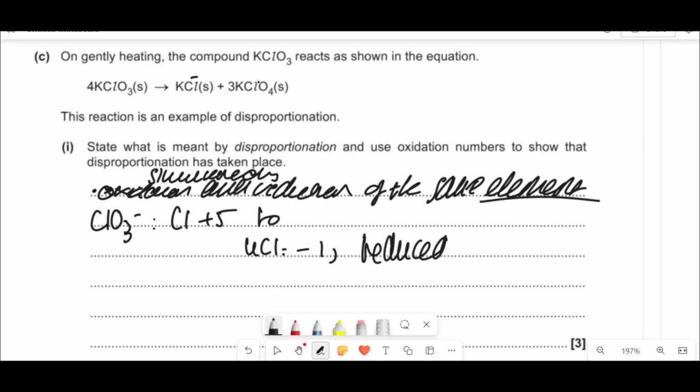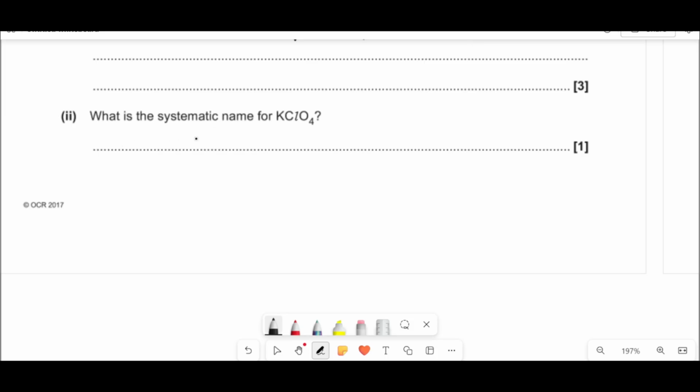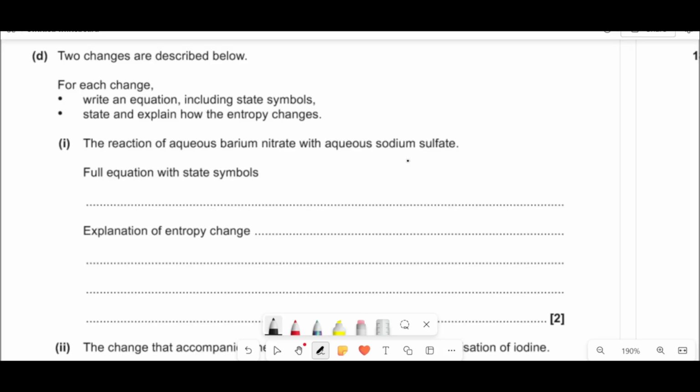And then here, KClO4, this ClO4 has got to be minus 1. That's minus 8. And here, that's going to be something that makes plus minus 8 to be minus 1, so it's plus 7. So in the KClO4, it's gone to plus 7. So that means if the oxidation number has gotten higher, it's been oxidized. There you go. What is the systematic name for KClO4? So it's potassium chlorate, but then you have to include the oxidation state of the chlorate. You can't just do it without. So then here, the oxidation state of this is 7, so it's VII. There you go.